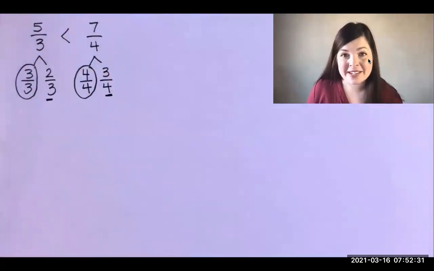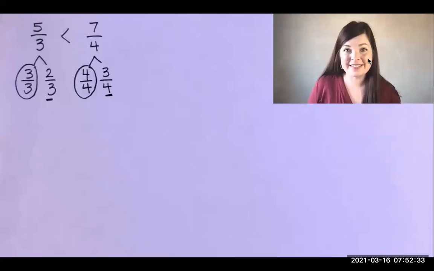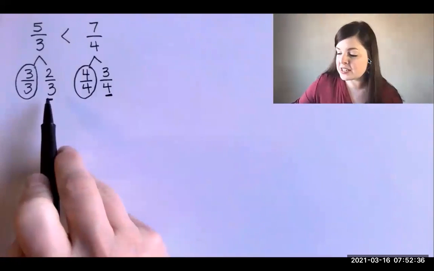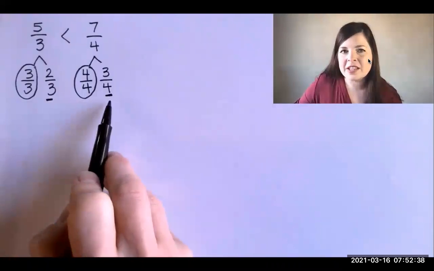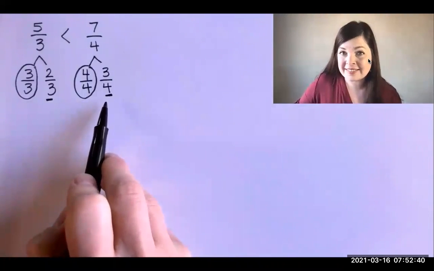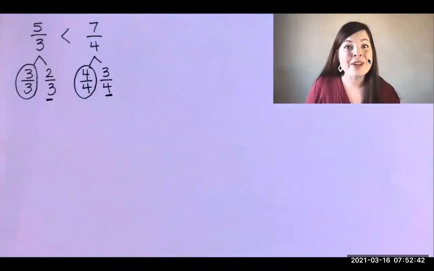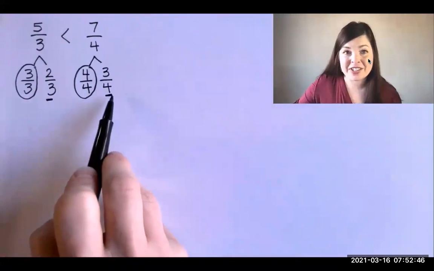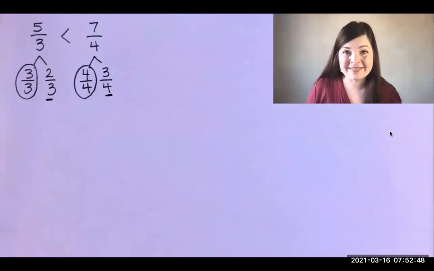Let's confirm our comparison by creating like units. So first we need to look at the denominators and think, are these denominators related? No, they're not related. So that means we'll have to rename both fractions with the same denominator.